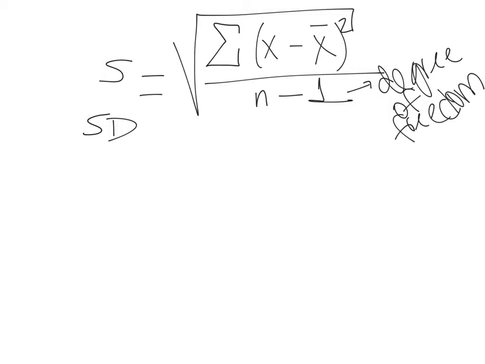So n minus 1, and that's basically, if you already know what n is, the size of the sample minus 1. So the total number of scores or measures minus 1.